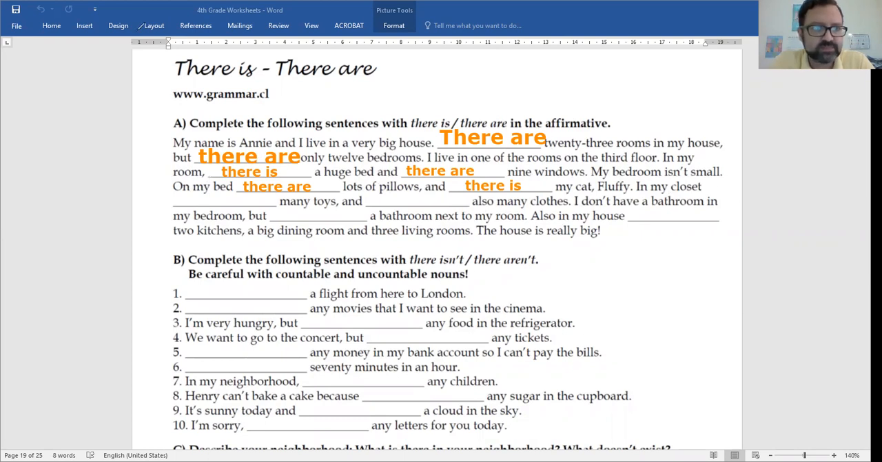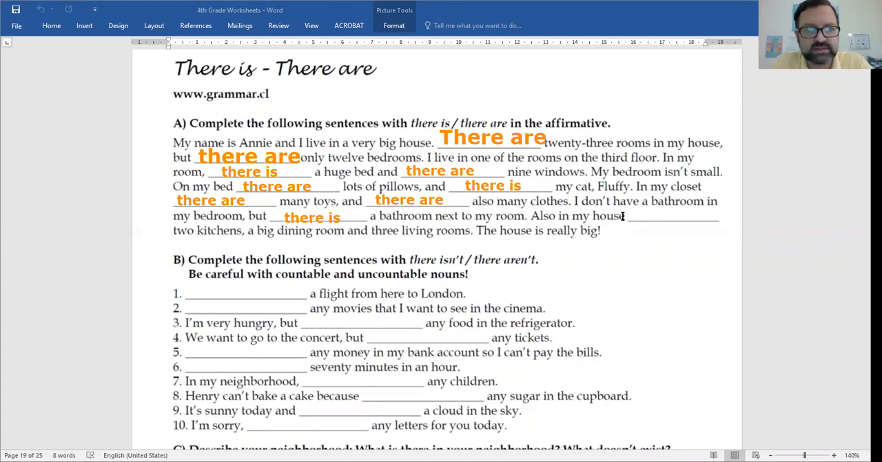In my closet, blank many toys. I don't know how many is, but I know it is more than one. So we should have there are. There are many toys and blank also many clothes. Once again, this is more than one. There are also many clothes. I don't have a bathroom in my bedroom, but blank a bathroom next to my room. All right, here we have our letter A. So we should have there is a bathroom next to my room.